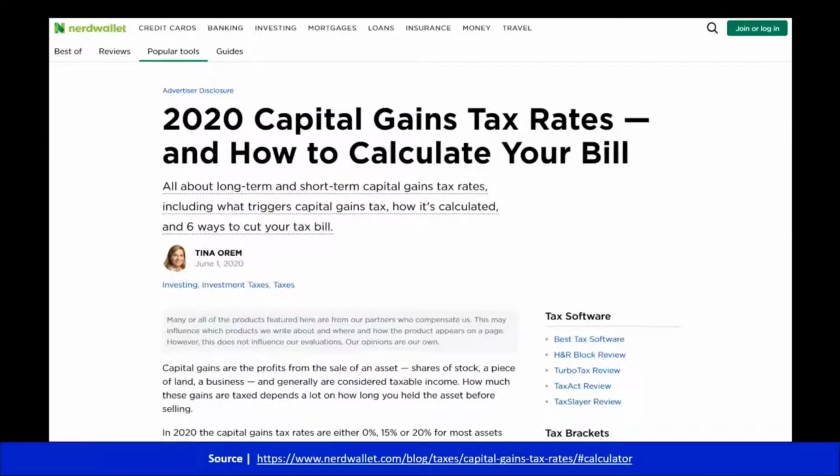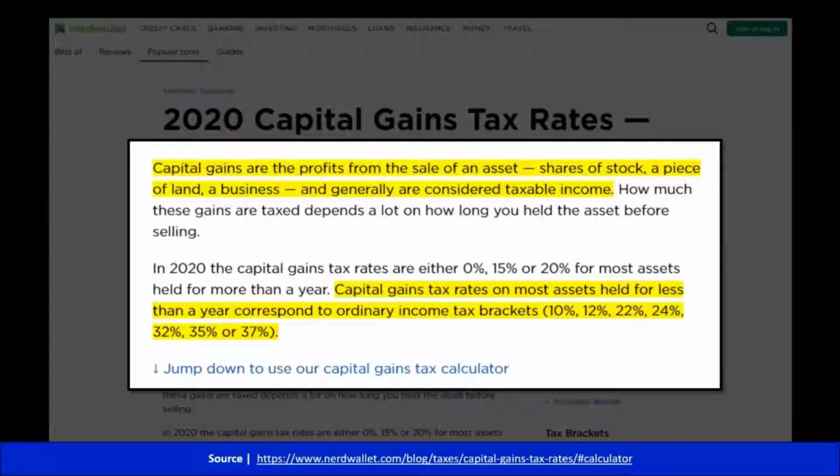Now, here's something you have to take a look at. This site's called NerdWallet. It's called 2020 Capital Gain Tax Rates and how you calculate your bill. Obviously, when you conduct your taxes, there's things like your stocks, there's things like your charitable donations. Some people, for example, will try to dodge going into a higher tax bracket by donating to a charity. So let's just do some rough calculations. They have a calculator on the site.